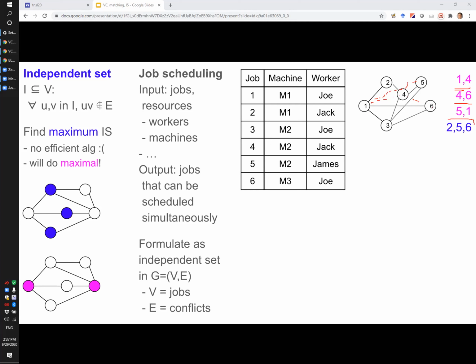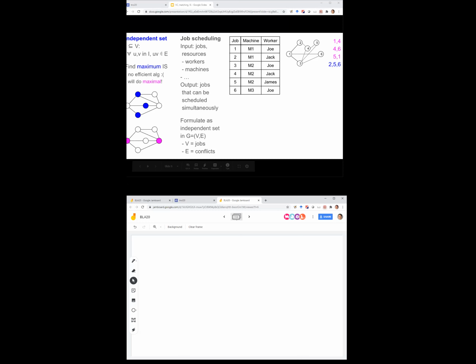2, 5, 6 is an independent set. So 2, 5, 6. None of them is connected by an edge. So that's an independent set, and so on. Okay, so that's the way to choose a set of independent jobs, the jobs that can be executed simultaneously, by formulating it as an independent set in the graph.